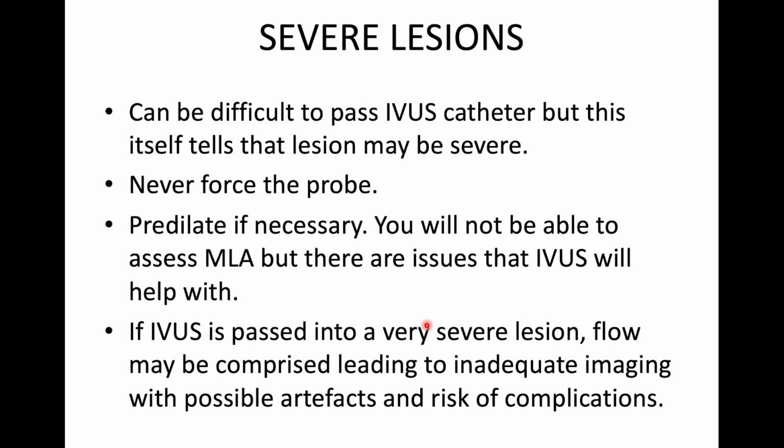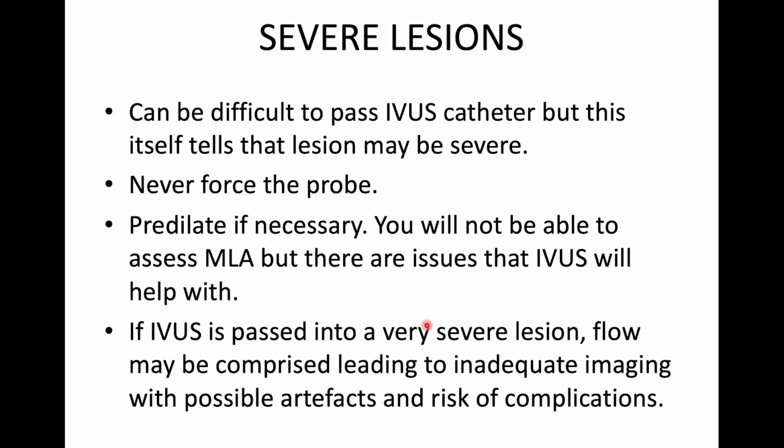Now, for severe lesions, if it's difficult to pass the IVUS catheter through the lesion, it's by itself an evidence that the lesion is severe enough to not allow the IVUS catheter to pass through. So one should never force the probe through the disease. This can lead to breakage of the probe. This can lead to dissection in the coronary. So avoid using force. If it's not going through, just predilate if necessary.